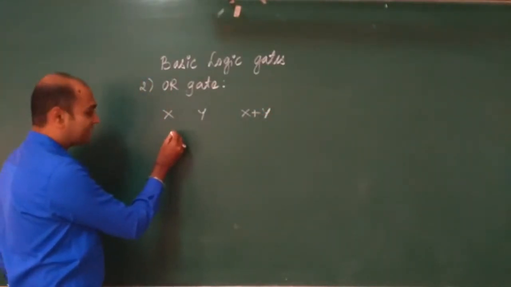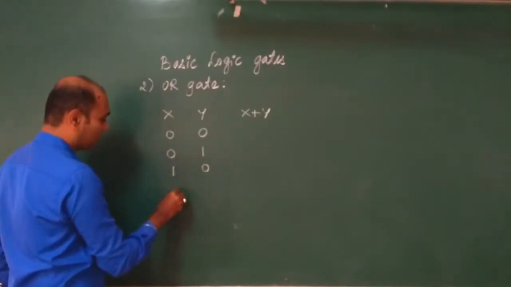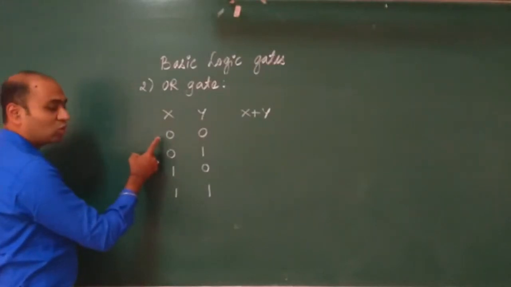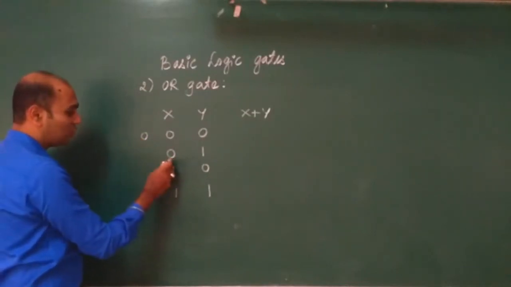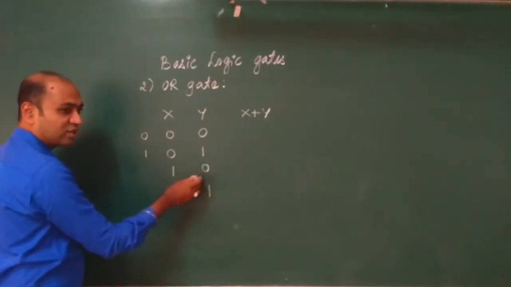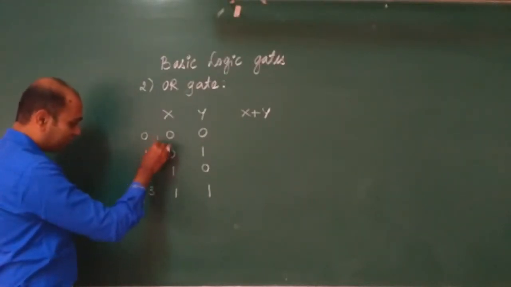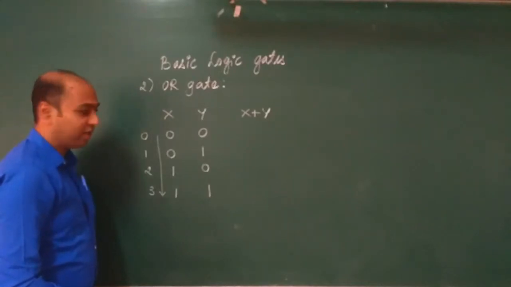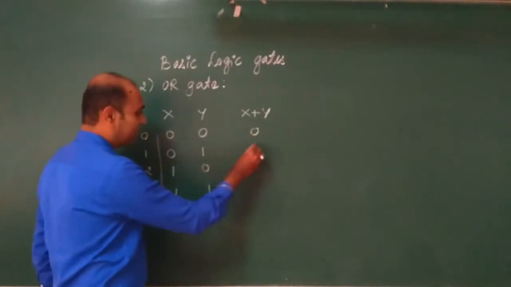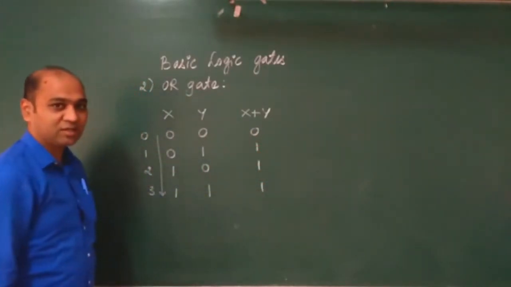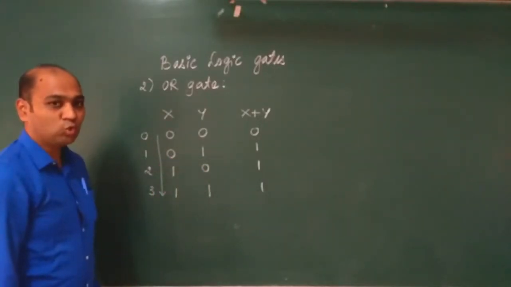Let us write the values of x and y. Here 0 0, 0 1, 1 0, 1 1, right? We need to write this in order, because 0 0 when we convert binary to decimal becomes 0, 0 1 represents 1, 1 0 becomes 2, and 1 1 represents 3. So we have to write it in increasing order, right? So OR means what? OR means false OR false is false, otherwise it is true, correct?